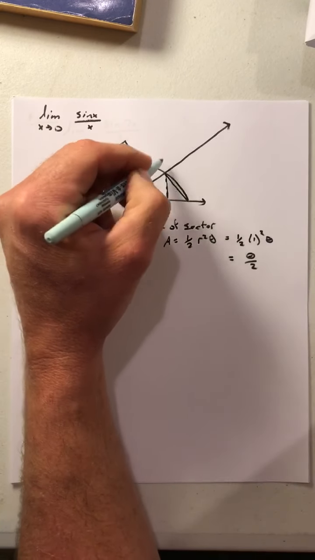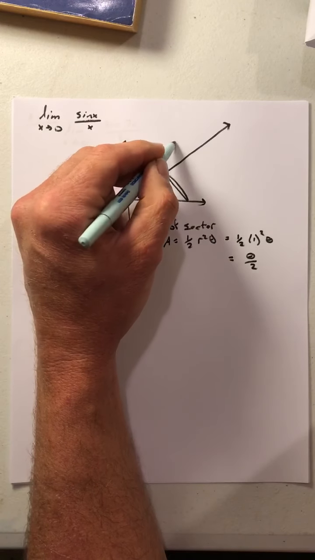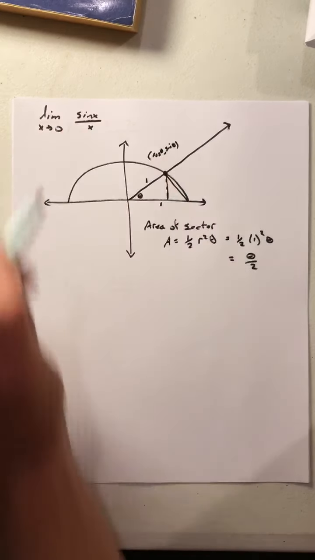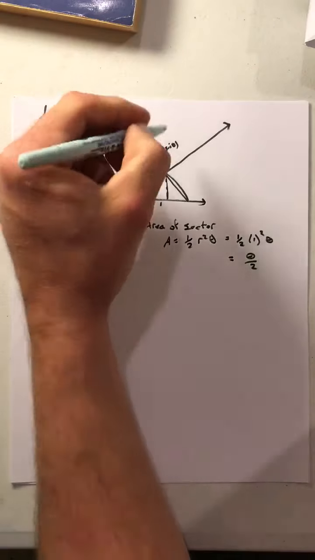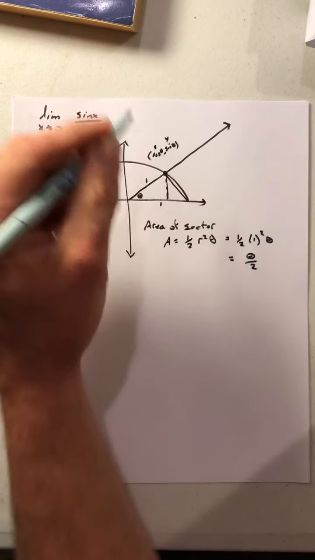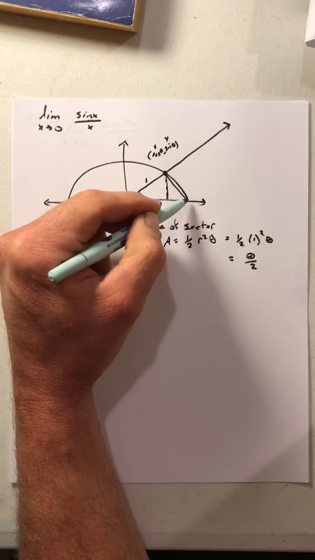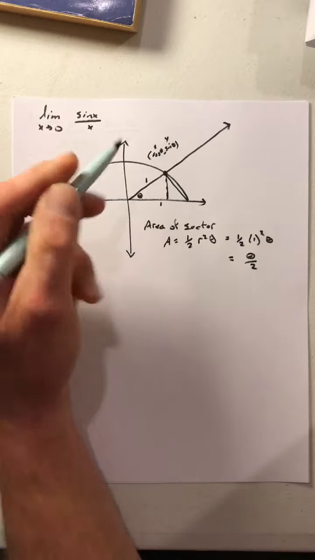My height, in this case, well, I know that any point on the unit circle can be written as the cosine of theta, sine of theta. Hopefully remember that. X is the cosine, sine is the y. So we know the height of this triangle is the sine of theta. We also know this base is going to be 1.